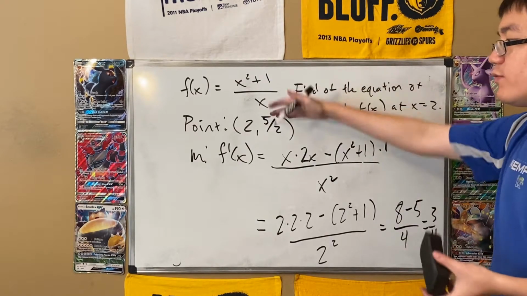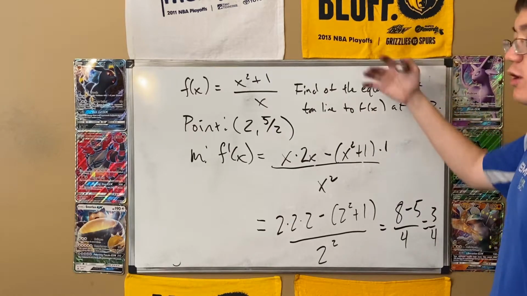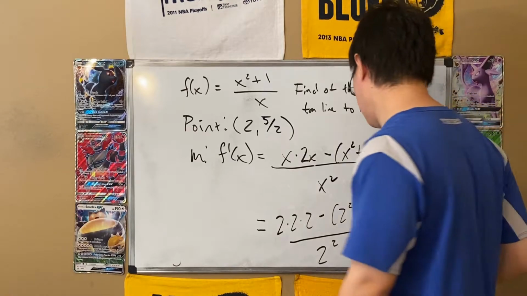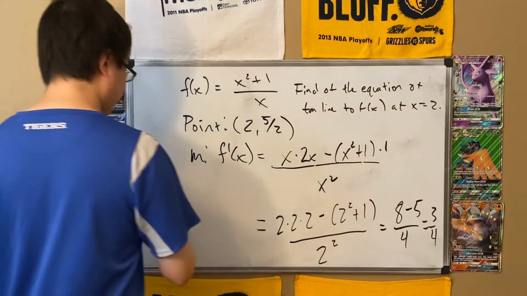So again, why did we take the derivative? Because we saw the words equation of the tangent line, and tangent line requires me to take the derivative to find slope. So this is going to be my slope. I'm going to find the equation.